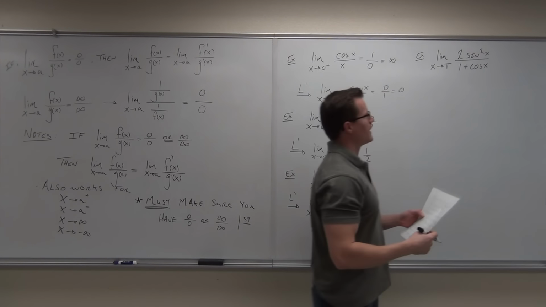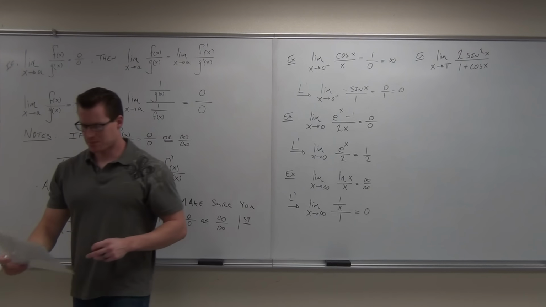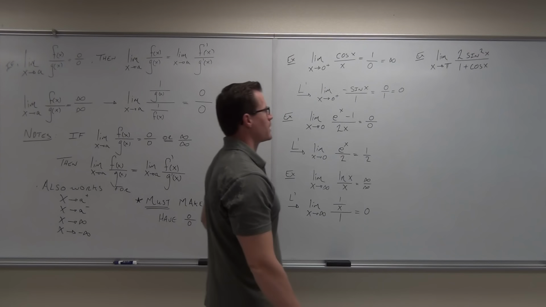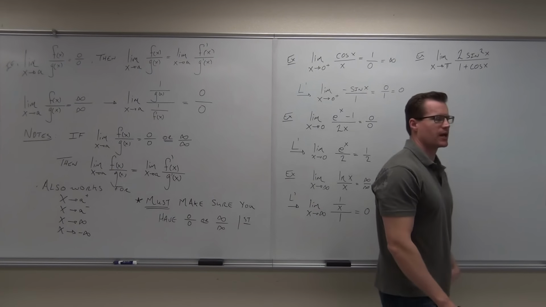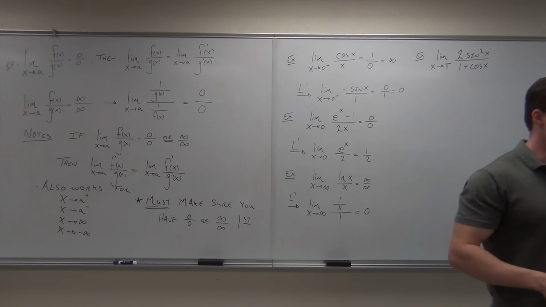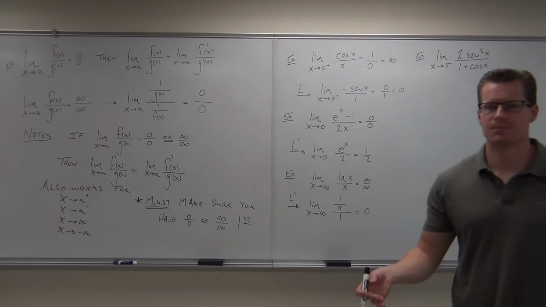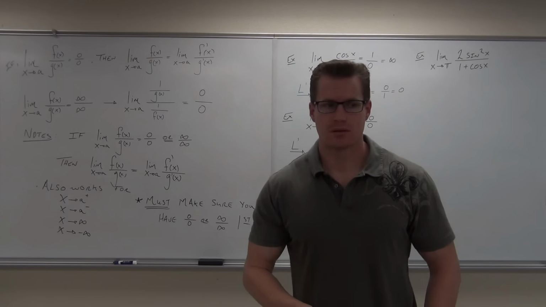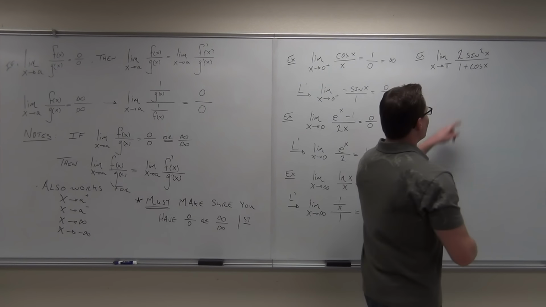Okay, let's see that one. Limit as x approaches pi of 2 sine squared x over 1 plus cosine x. Tell me again the first thing that we need to do before we start working with this limit. Let's check that it's 0 over 0. Let's find out.